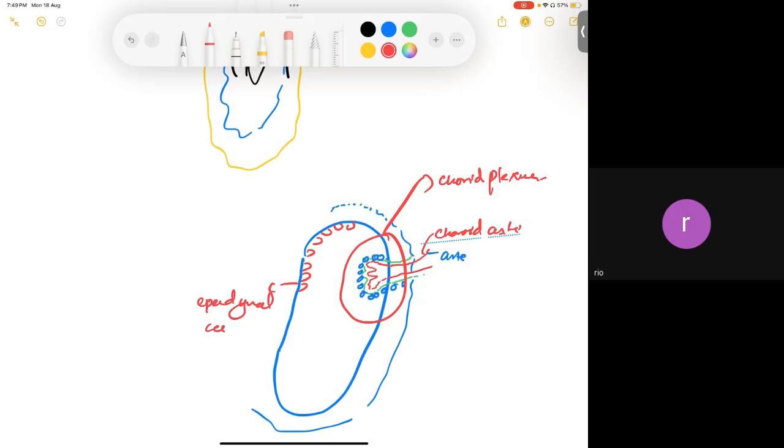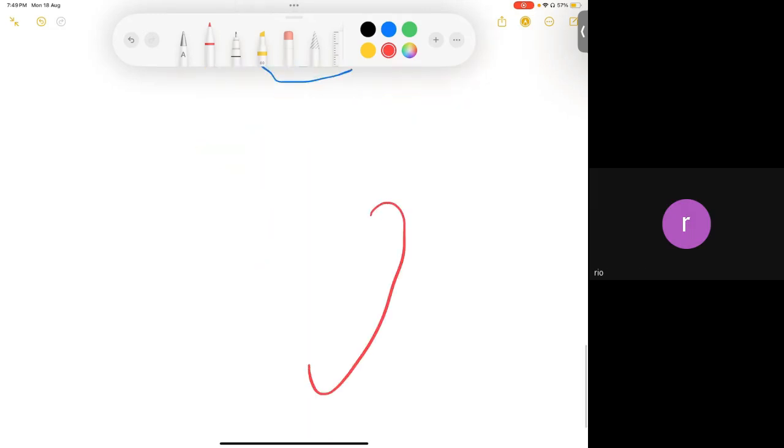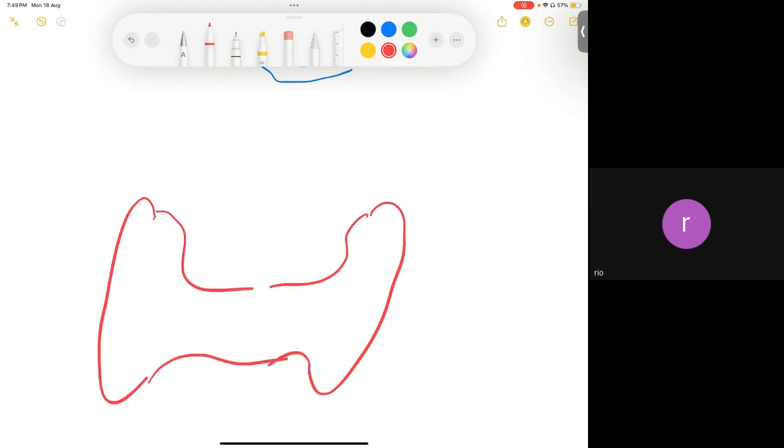Can you please repeat how this choroid plexus forms? Okay, sure. We have our lateral ventricles, and this is our third ventricle. First of all, a blood vessel. How do we make CSF? For making CSF, we need an artery to pierce into the lateral ventricle. So this artery is going to pierce and enter the lateral ventricles.